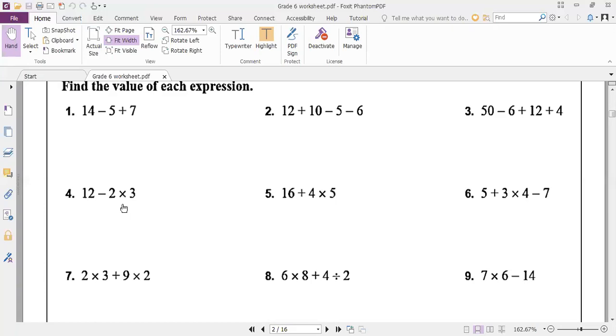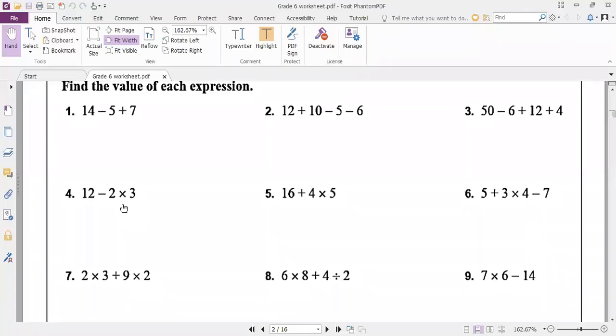So here in this example, I must multiply 2 by 3. 2 by 3 equals 6. So if I multiply 2 by 3, the result is 6. 12 minus 6 equals 6, the same number. So firstly I multiply 2 by 3, which gives me 6. After that, I subtract 12 minus 6, it gives me the same number, 6.